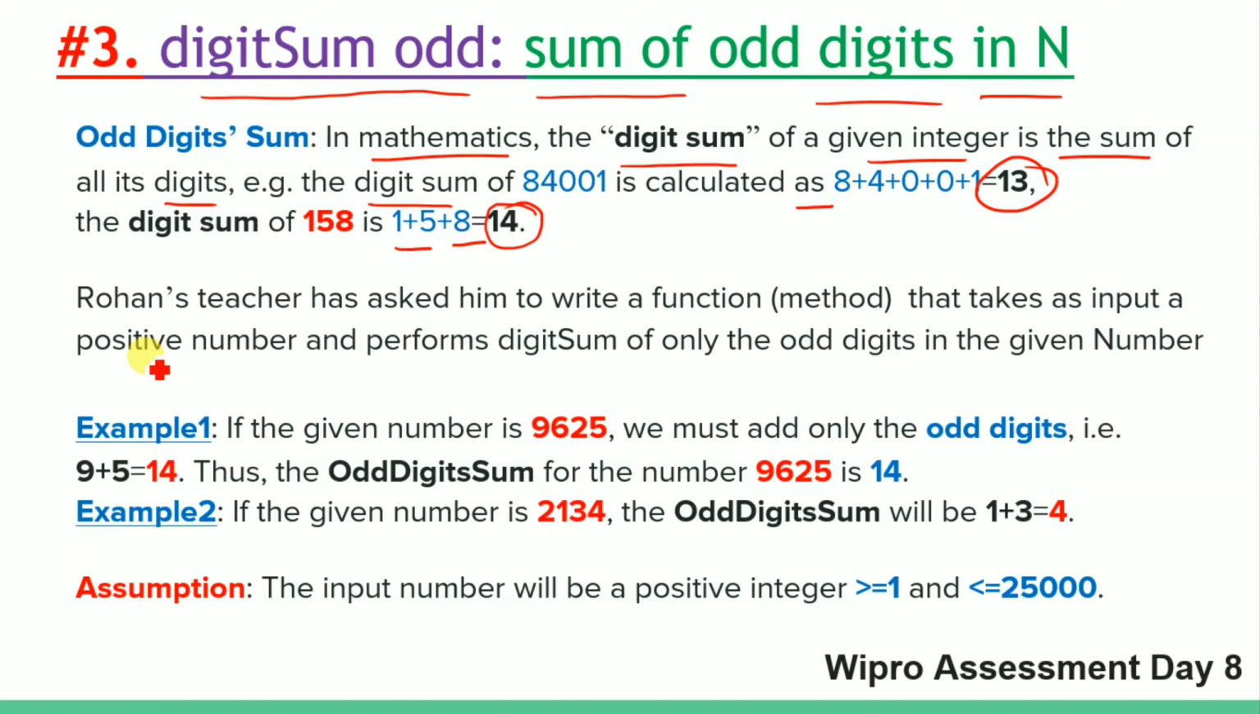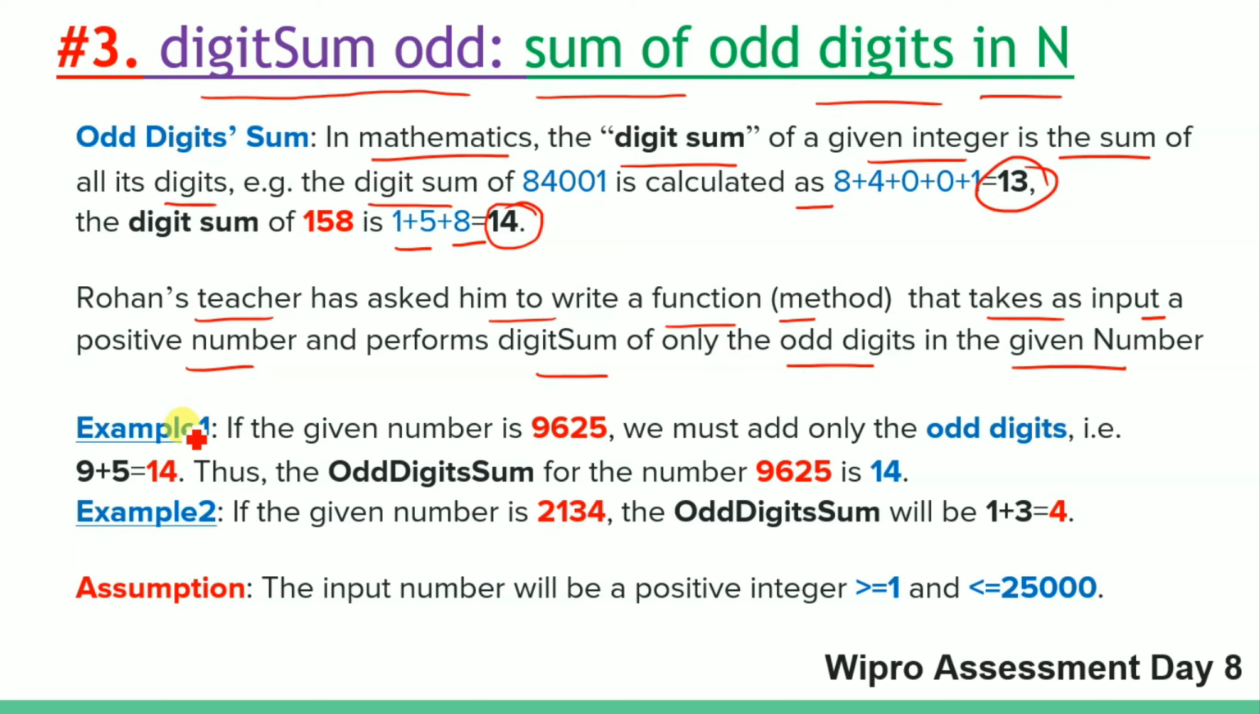Here the question is that Rohan's teacher has asked him to write a function or method that takes as input a positive number and performs the digit sum of only the odd digits in the given number.